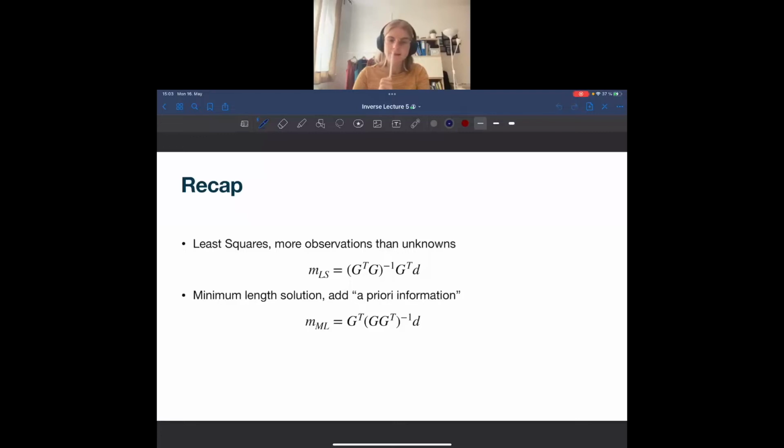For both cases, we said, of course, they are only calculable this way and they only exist if the inverses exist. There are cases where the inverse does not exist, and we still have this case a bit open in our mind. What if we cannot do least squares? What if we cannot do minimum length? What should we really do? We start to answer this general question, what should we do, today.